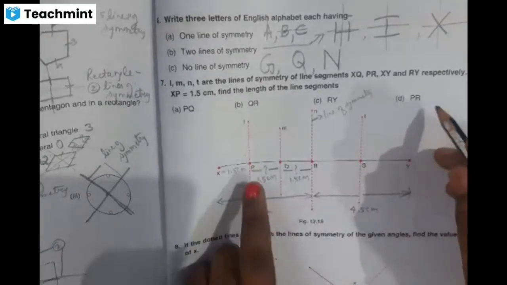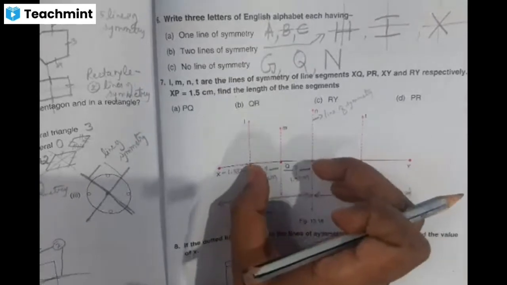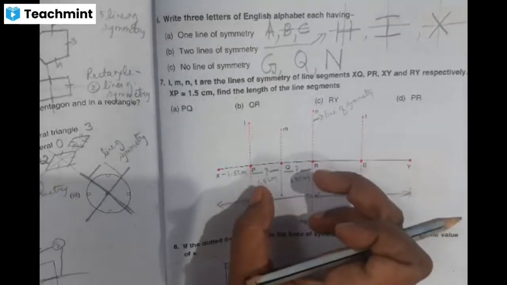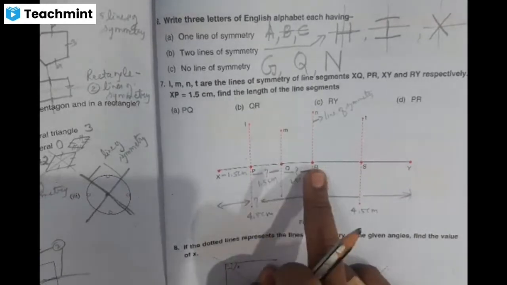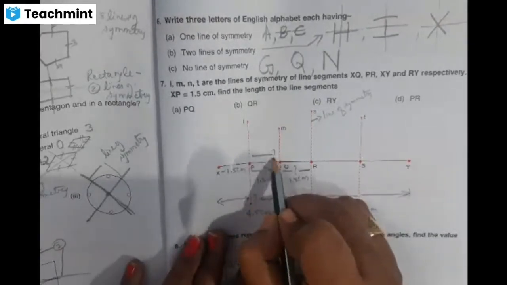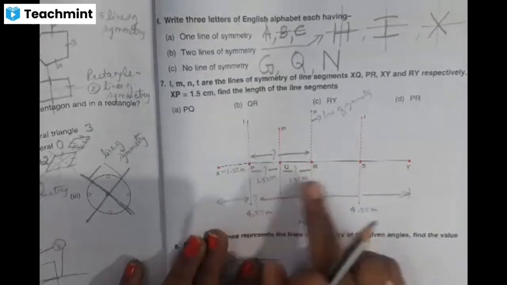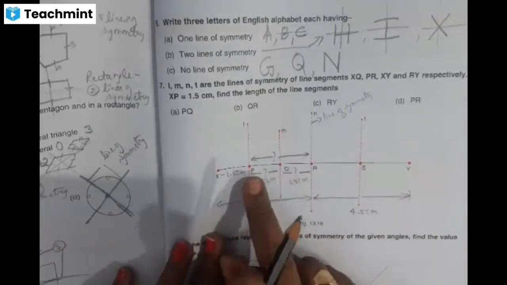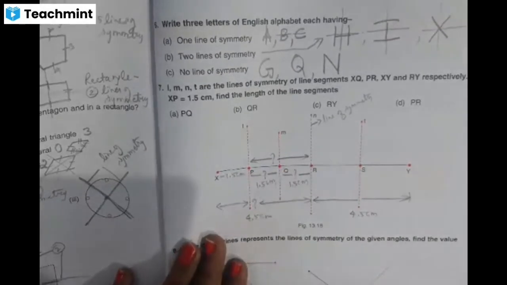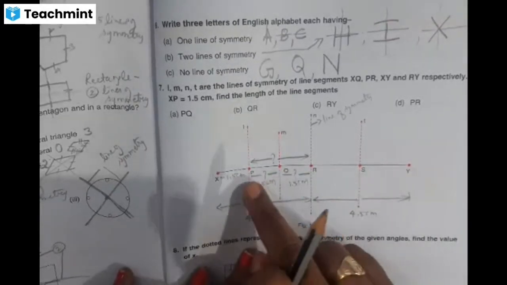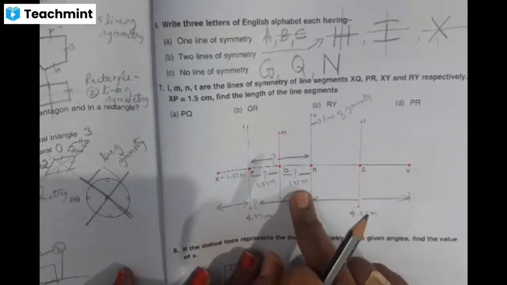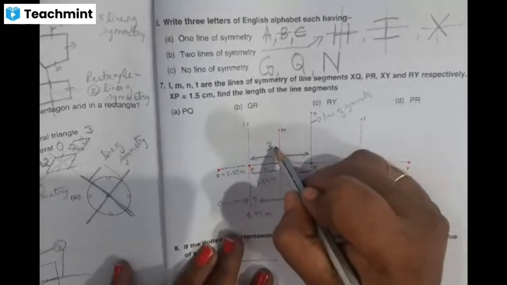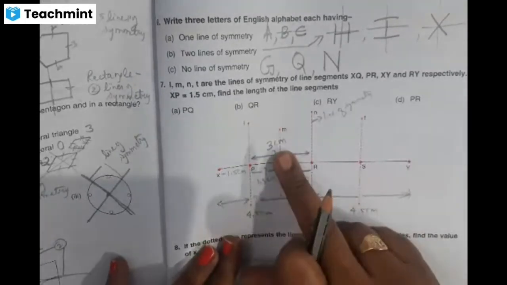PR. We want the length of PR now. What do we do? We add the length of PQ plus QR. If I want PR, children, this is the length I need. To find PR, we have PQ separately, QR separately. To get PR, we just have to add PQ plus QR. 1.5 plus 1.5. 2 times 1.5 gives you 3.0, or simply 3 centimeter. This is question number 7, children.